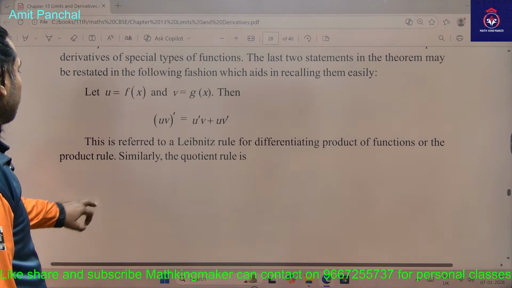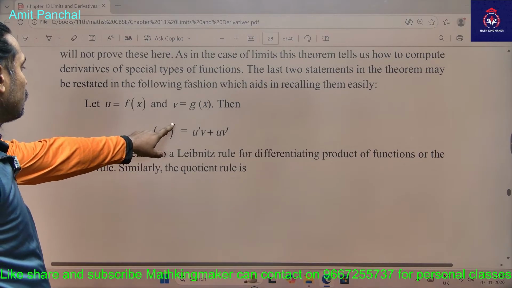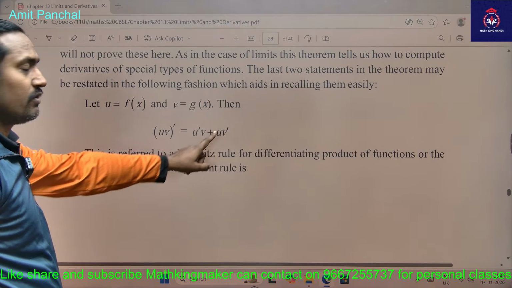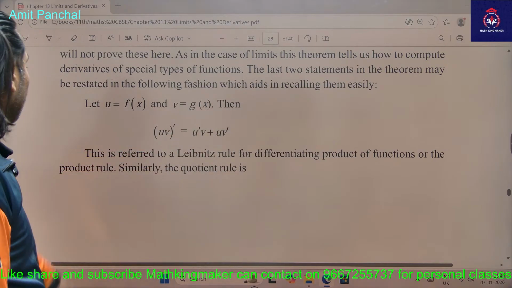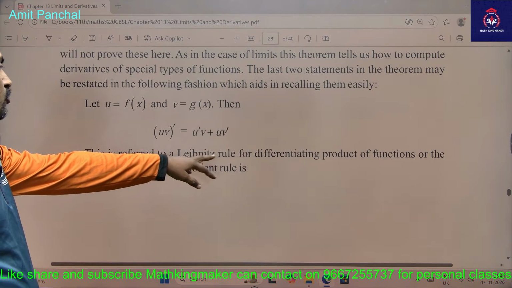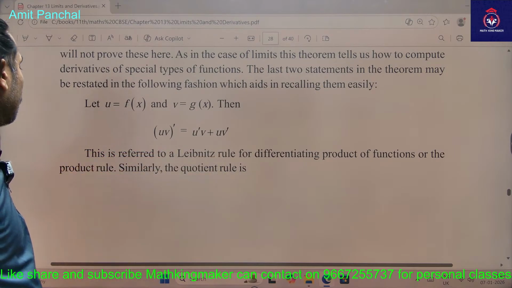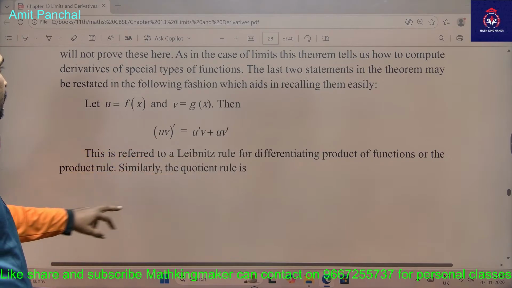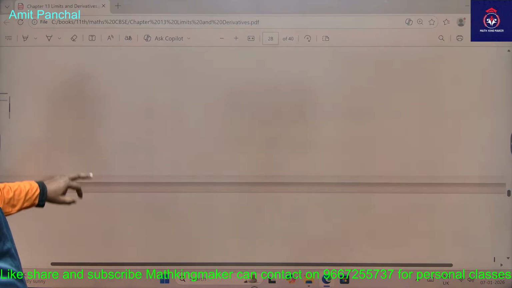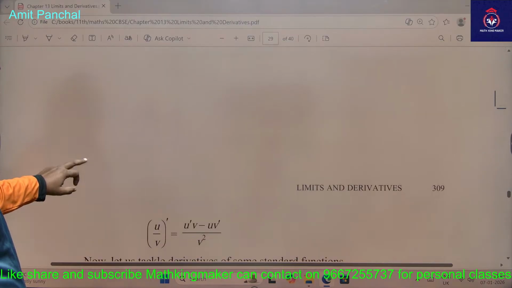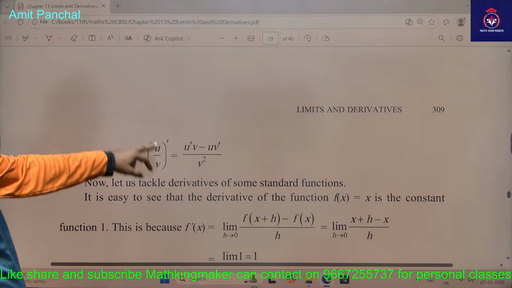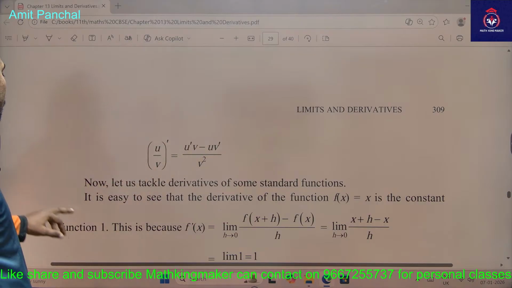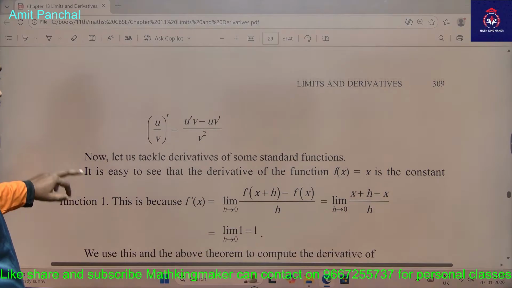So basically it is written as (uv) differentiation. The differentiation of uv is u dash v plus u v dash, where u and v are the two functions. That is referred to as the Leibniz rule for differentiating the product of functions, or the product rule. You will see it in higher classes. Similarly, (u by v) dash is u dash v minus u v dash, divided by v square.